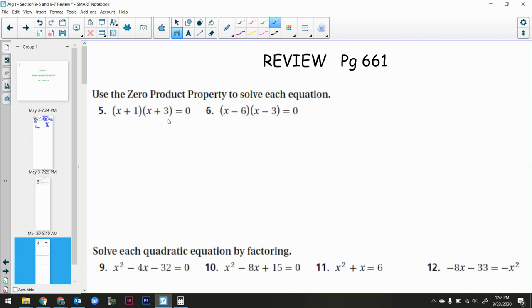All right, so again, like I was saying, this is your quiz in a nutshell. You've got just sections 9.6 and 9.7, so solving by factoring and then solving by square roots, okay?